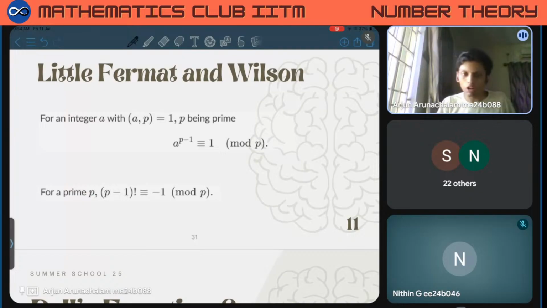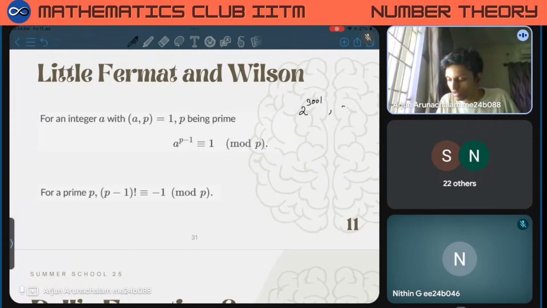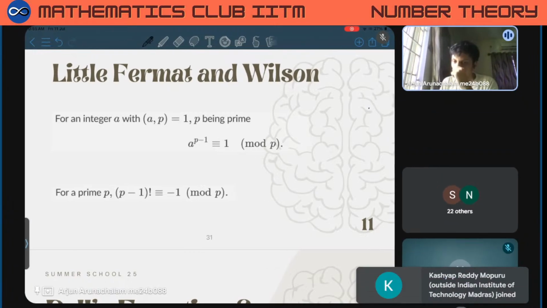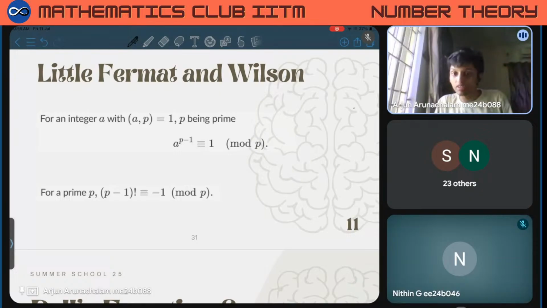So you all might have seen these problems in math competitions. Find 2 power 3000, let's say, and find the remainder when this is divided by, let's say, 5, or many types of these problems. Usually we try to solve these using the two theorems mentioned here. These are very fundamental and highly useful theorems.